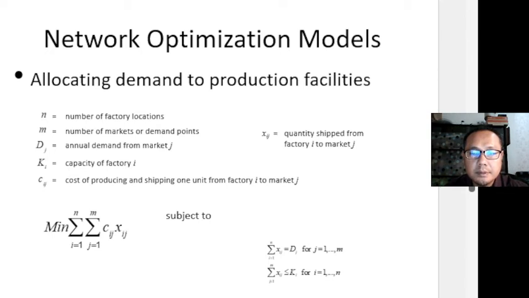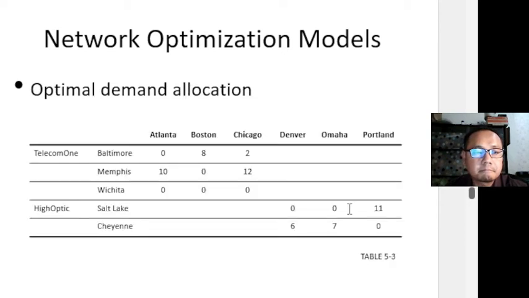This network optimization model in phase 4 determines the optimal demand location.